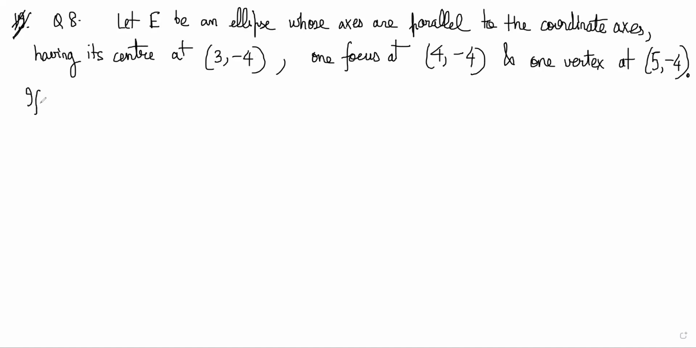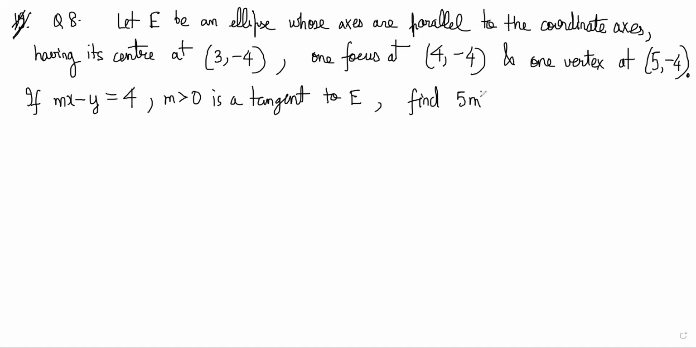If mx minus y is equal to 4, m greater than 0, is a tangent to E, find 5m square.